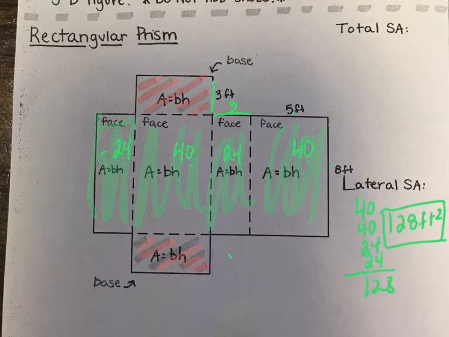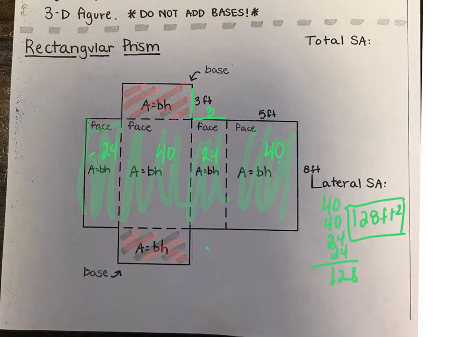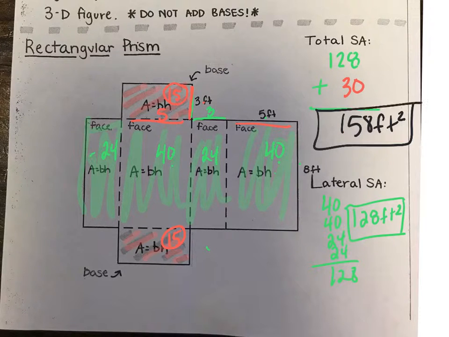Okay? Pretty simple, right? So now we would take our 128 to find the total. We would say 128 plus the two bases, the two red bases. This is 3 by 5, so 3 times 5 is 15, and this is also 15. So 15 plus 15 is 30. So 128 plus 30 is 158 feet squared. So now we found the lateral surface area and the total surface area. Are you with me? Okay. So pretty simple, right?